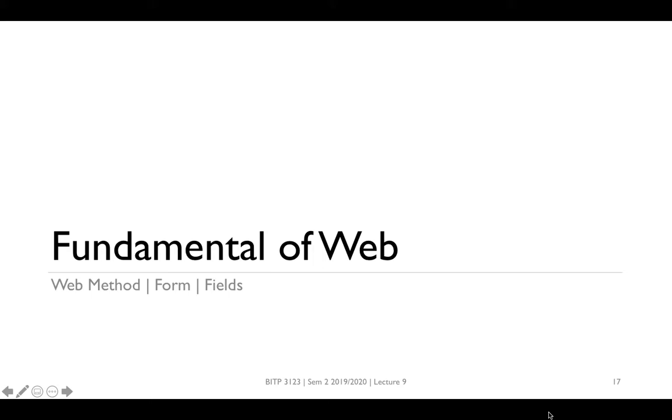Previously, we have seen types of web content. In this lesson, we are focusing on dynamic web content. We will send a customized request to the web server and it will be processed accordingly. But before that, let us look at fundamental elements of the web to help us build a dynamic web application. This lesson will cover web method, form, and fields in the form.